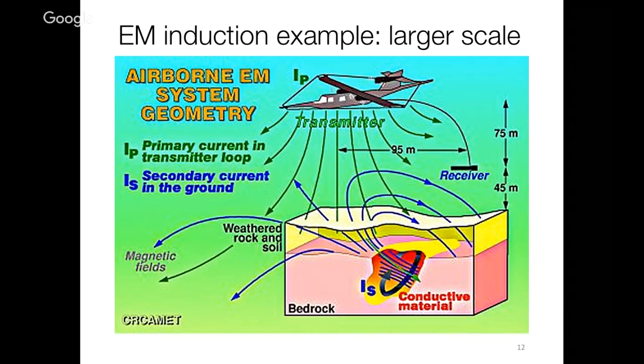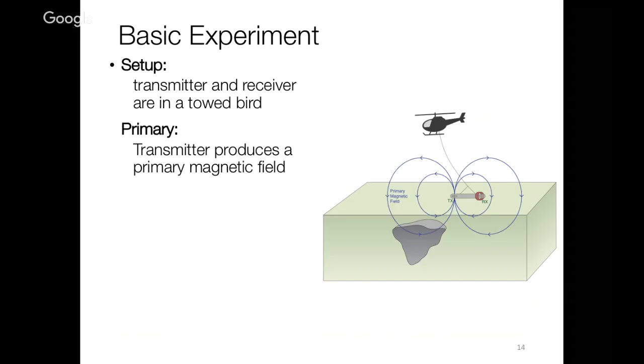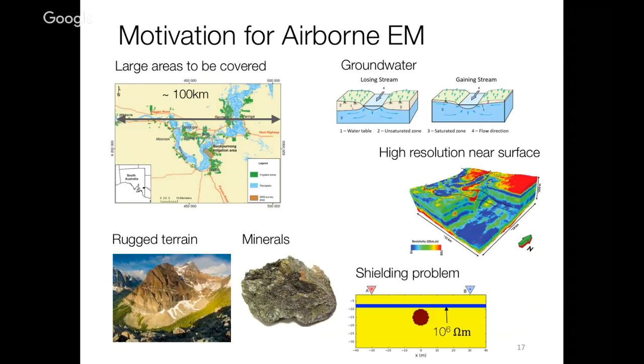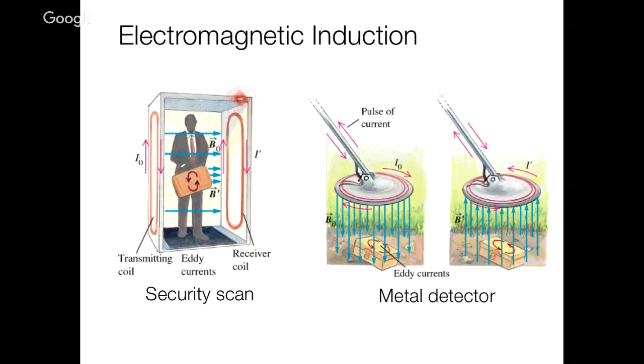Time-varying magnetic fields generate an electric field. If there's ever any conductivity there, we get currents. Those currents give rise to a magnetic field. Same process, small scale, big scale. So this is how we set things up with the basic experiments, and then the motivation, especially for airborne, is that we have these really large areas that we want to cover, and so we're going to fly the plane up in the air. In this course, we're actually going to use some stuff that's on the ground, and I'm going to talk a bit about the airborne as well.